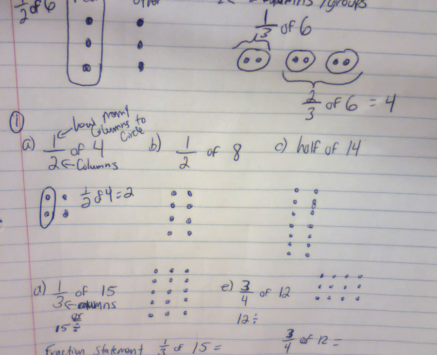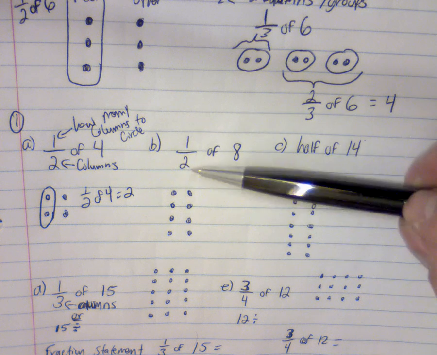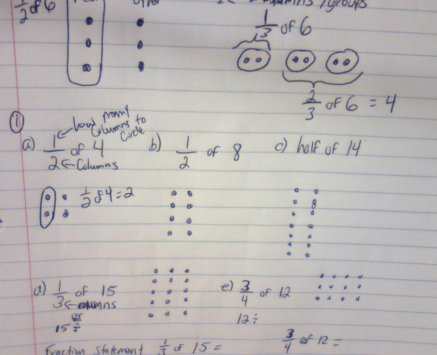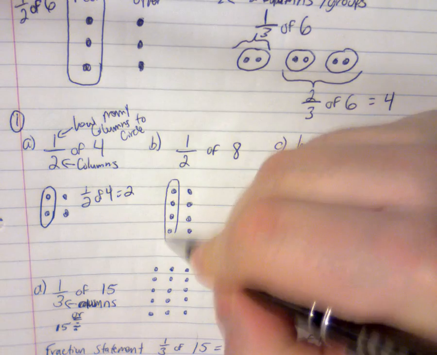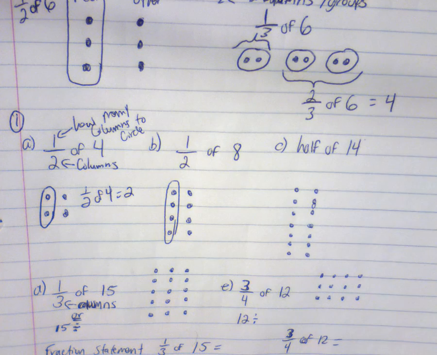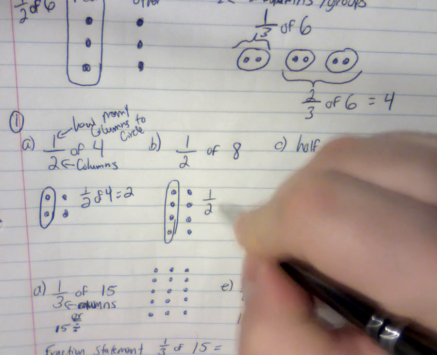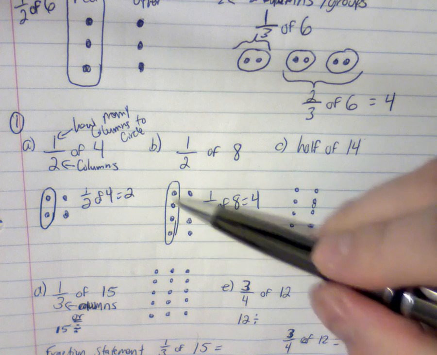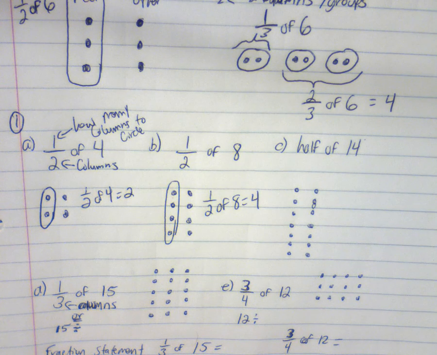Okay, now let's look at 8. Remember the bottom number represents how many columns we're going to have. So it's 2. I have 2 columns. The top number represents how many columns we're going to look at, or how many columns we're going to circle. Well, I circle 1. So 1/2 of 8 equals 4, because there's 4 dots in that column.